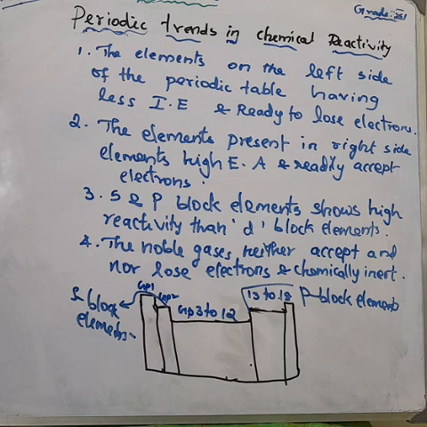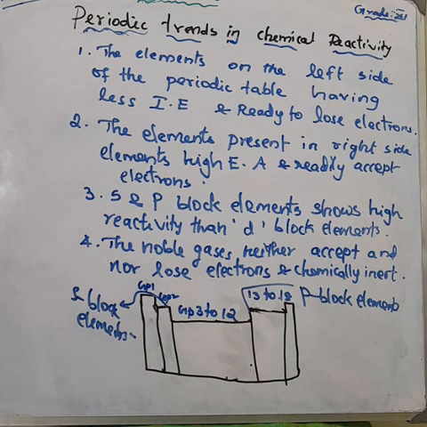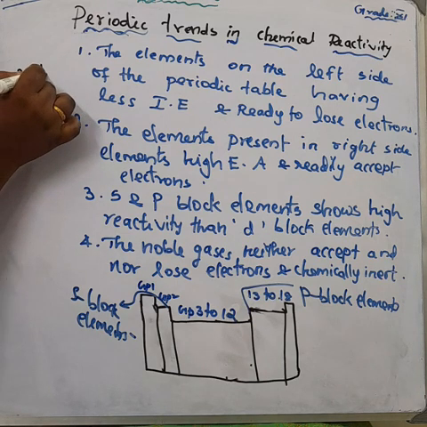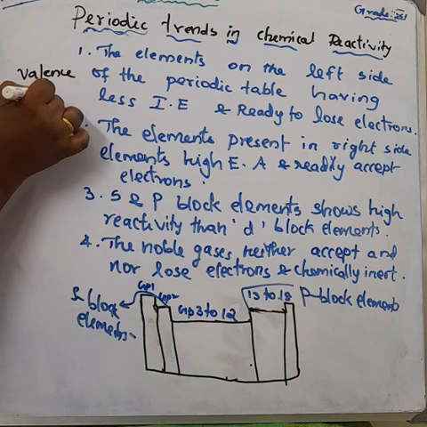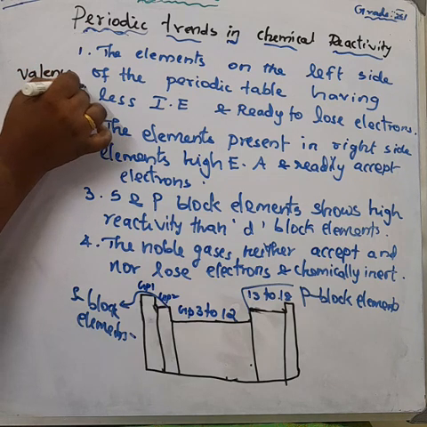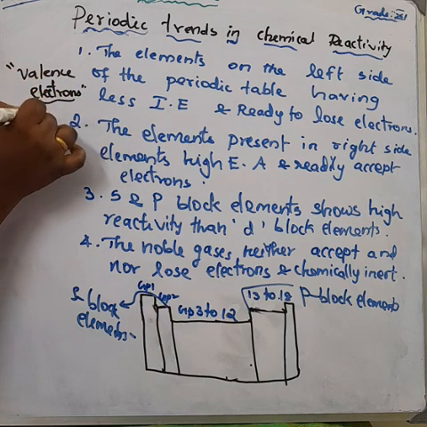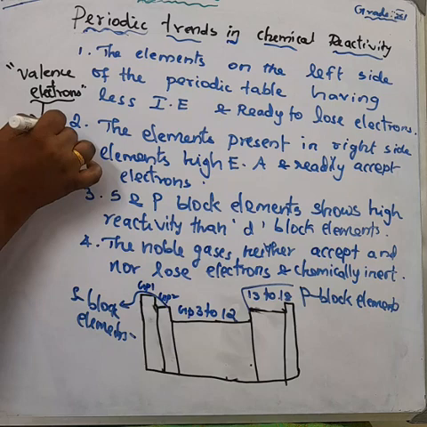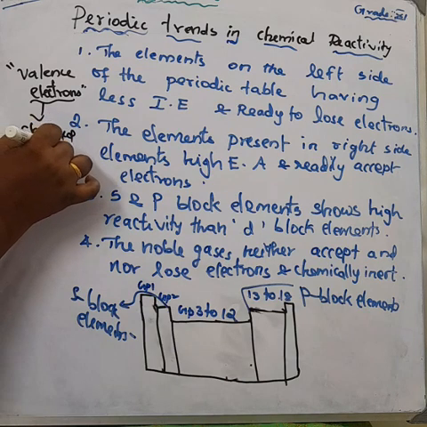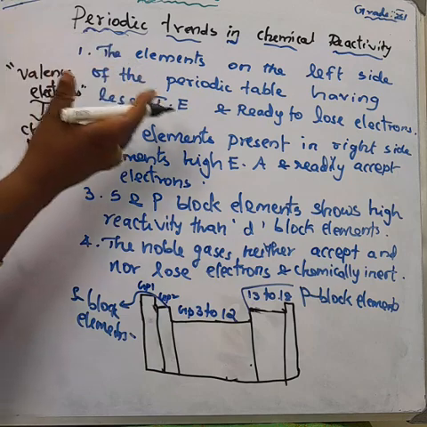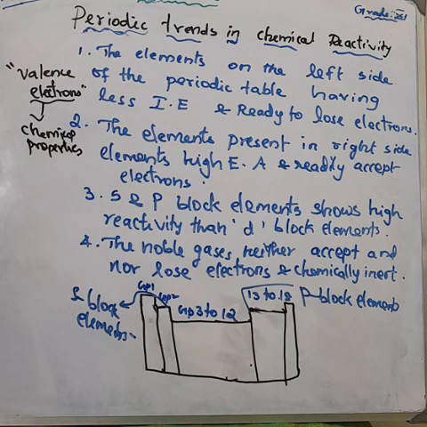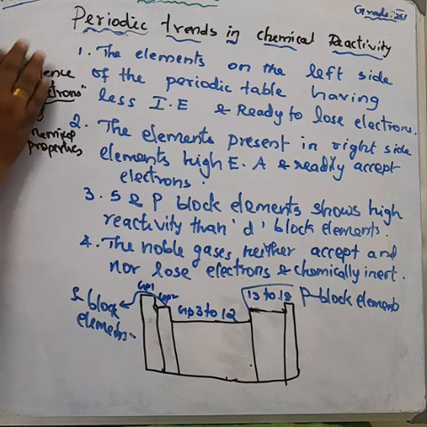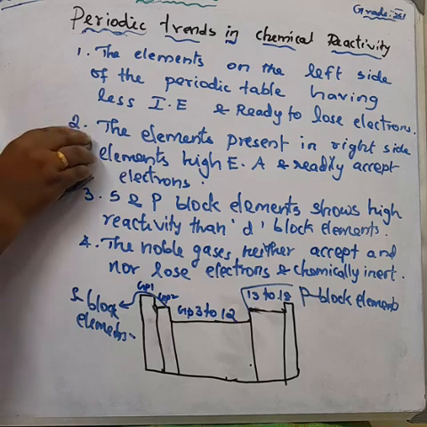In the last section we studied the periodic trends in chemical properties. From that we learnt that the valence electrons in the orbital of an atom decide the chemical properties of an element. Only valence electrons decide the chemical properties of an element. So the periodic trends in chemical reactivity are also decided by the valence electrons. How does chemical reactivity vary along the periods and along the groups in the modern periodic table? Today we are going to study that. What is the first point?